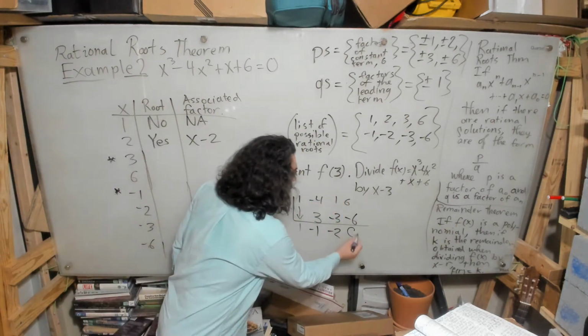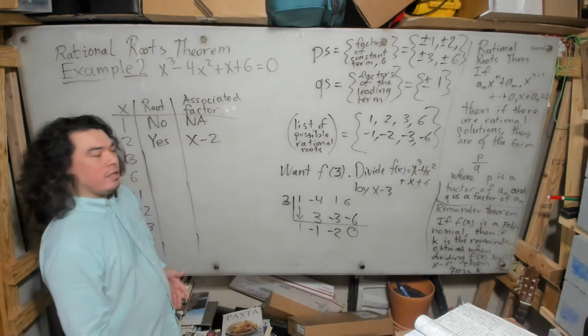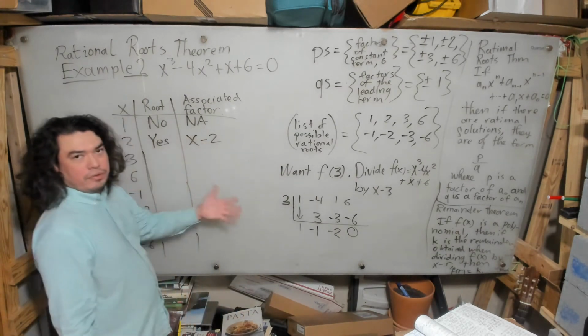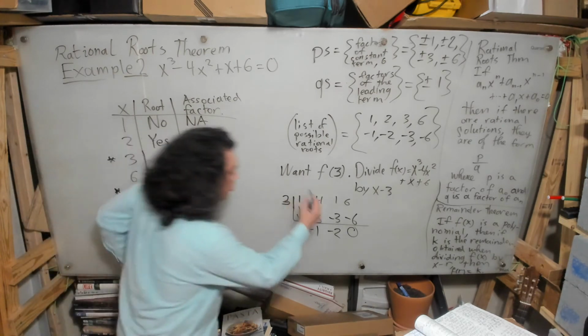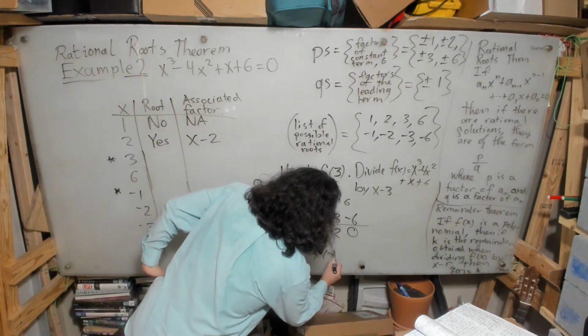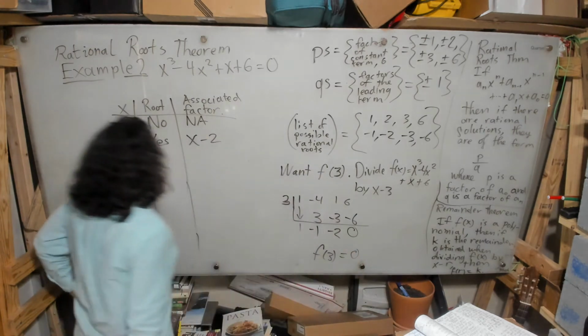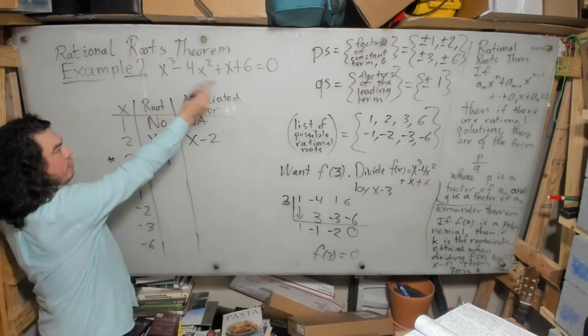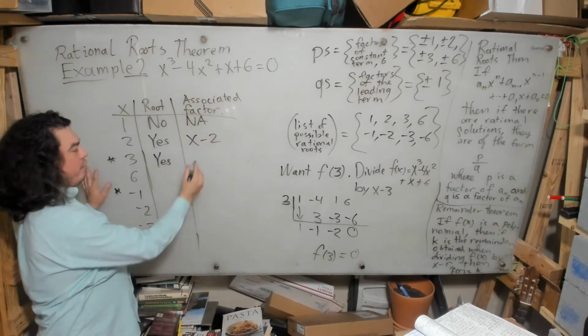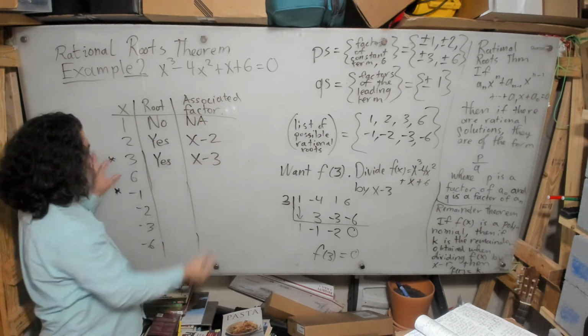remainder 0, which is exactly what we expected from the discussion we did on the side, right? So this tells us that f of 3 is equal to 0. So that tells us that this is indeed a root. Okay, it's a solution of this equation. And the associated factor is x minus 3.